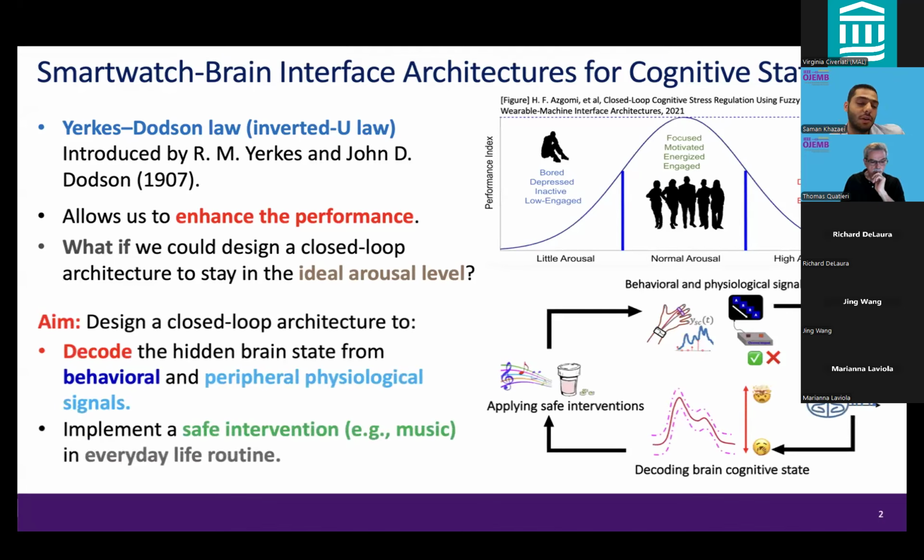So the aim and goal of our research is to design a closed-loop architecture to first decode these arousal and performance brain states from the available behavioral and physiological signals so that it can be implemented within wearable devices, and then implement safe interventions such as music to regulate these states.